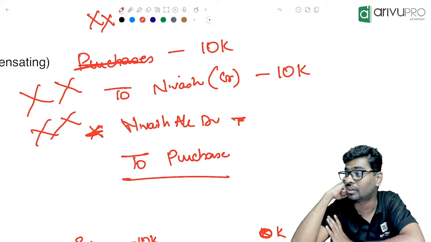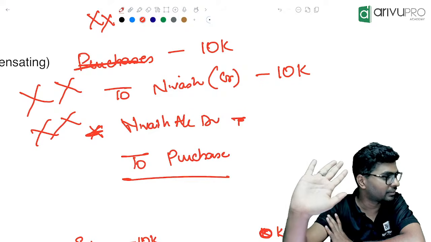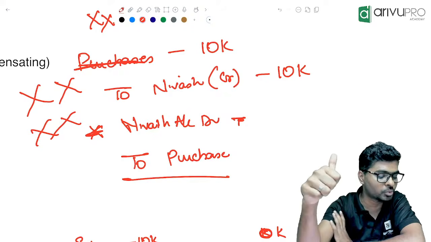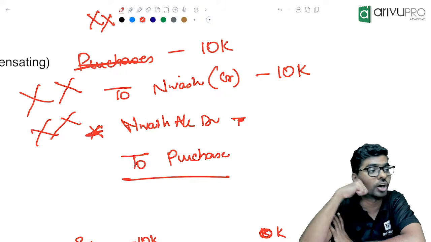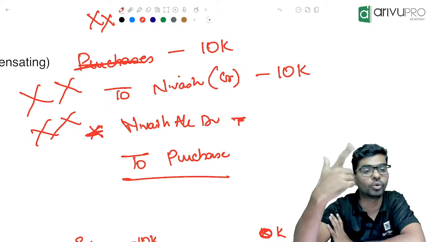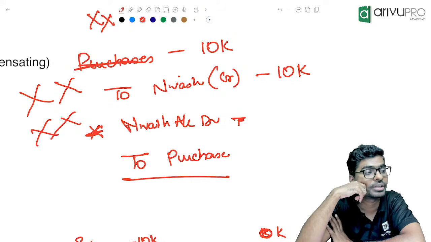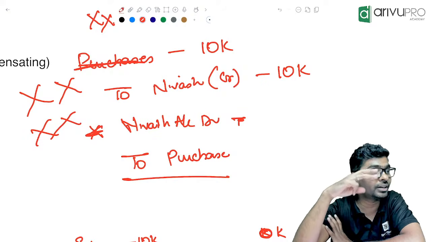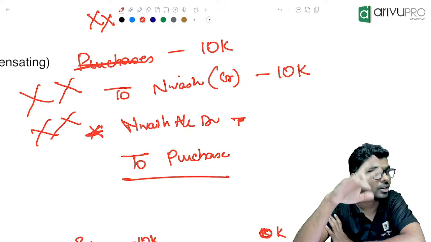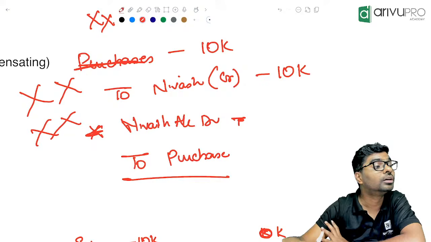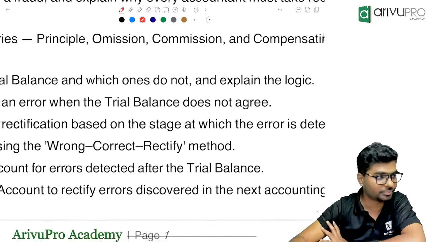Guys, are you clear? Till here easy. So we learned four kinds of errors. First one, error of principle: revenue treated as capital. Second one, omission: you don't record the entry. Third one, commission: wrong account, or both also is possible.